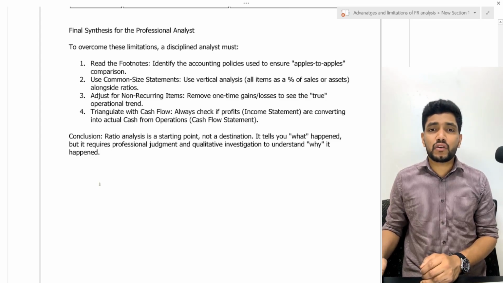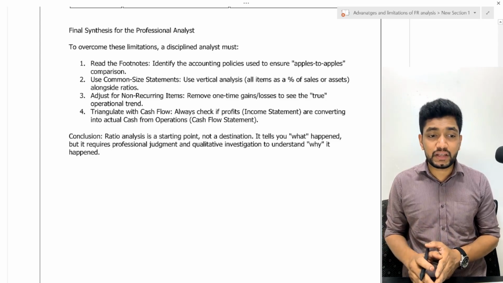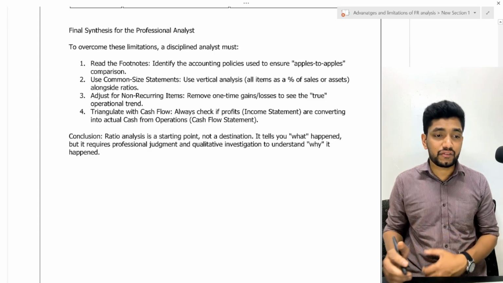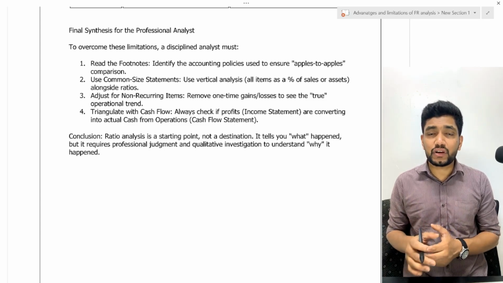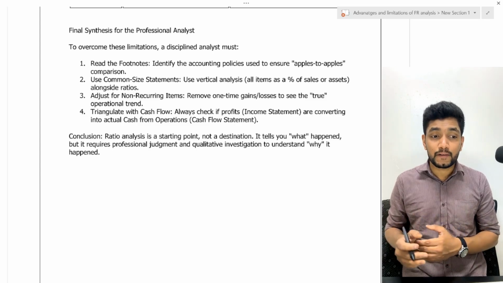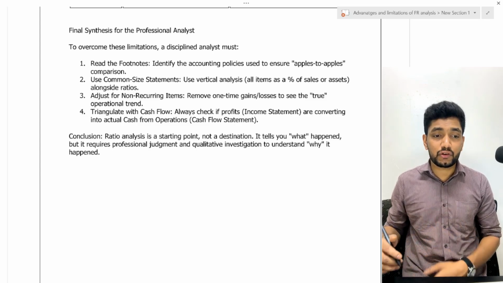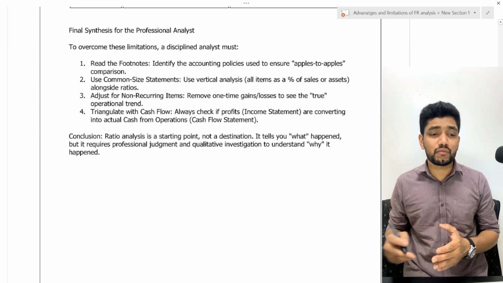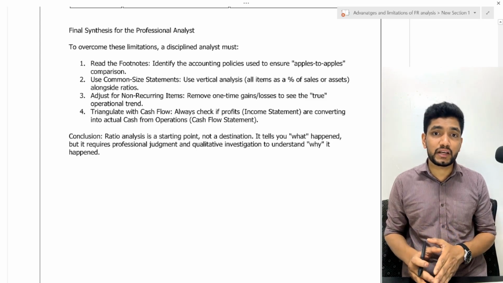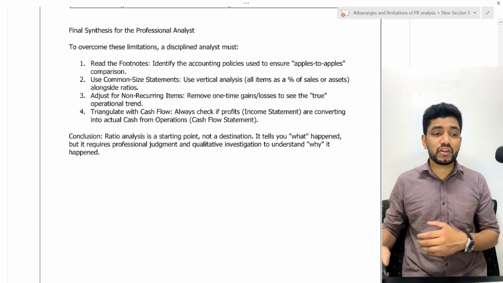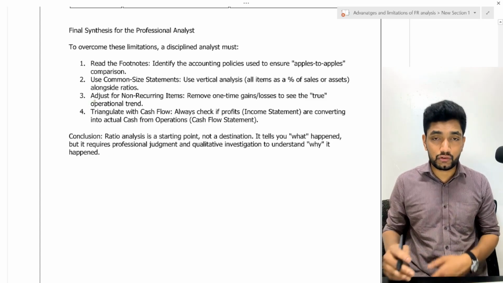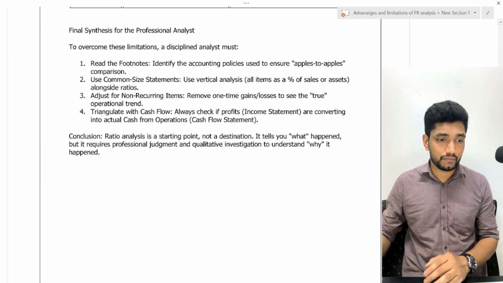So to overcome this, we have noted that there are a lot of limitations to financial ratio analysis. So if we are doing a financial ratio analysis, we should overcome these limitations. There must be some discipline followed by the analyst to overcome these limitations.